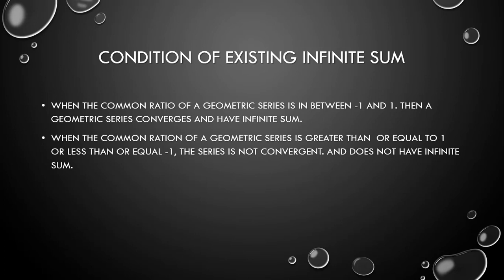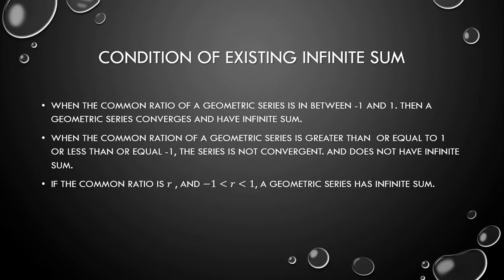When the common ratio of a geometric series is greater than or equal to 1 or less than or equal to -1, the series is not convergent and does not have an infinite sum. If it is equal to or greater than 1, or less than or equal to -1, then the series is not convergent and it will be called divergent. And a divergent series does not have an infinite sum.